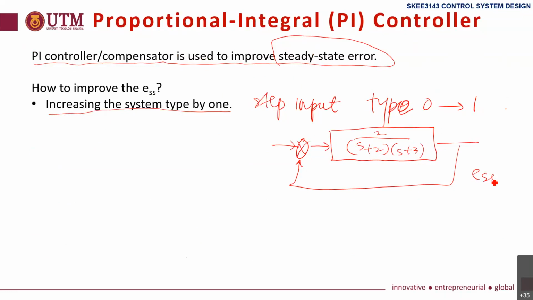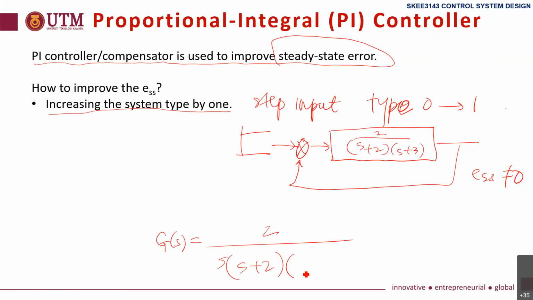Error, of course, not 0. When I use step input, error not 0. How can I get 0 error? I can get 0 error by increasing the system type. That means I want my G(s) now to become 2 over s, s plus 2, s plus 3. I want to add s here so that I can increase the system type. How can I do that?